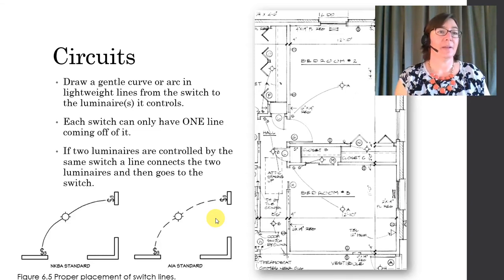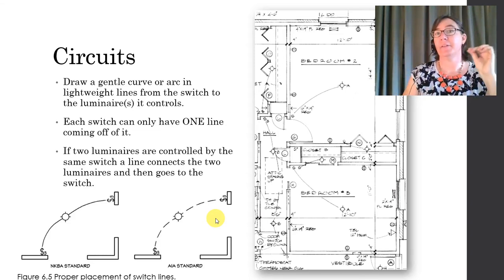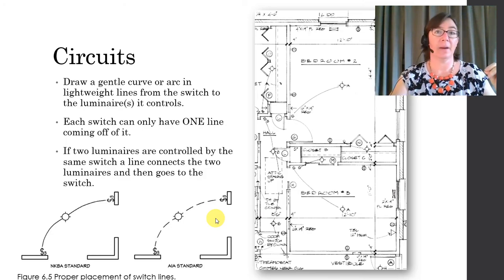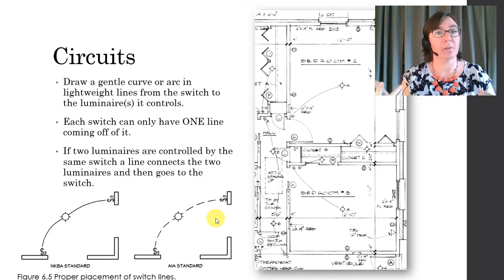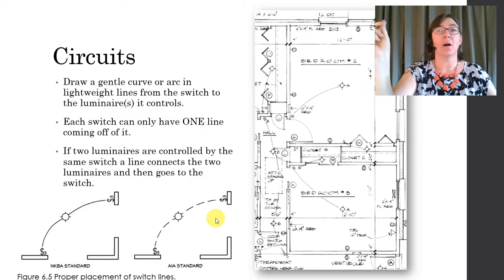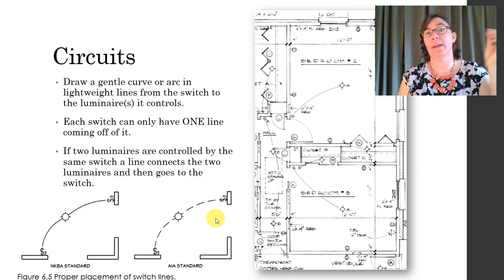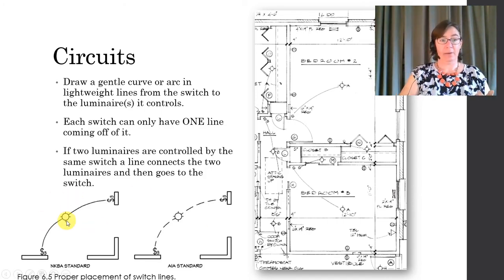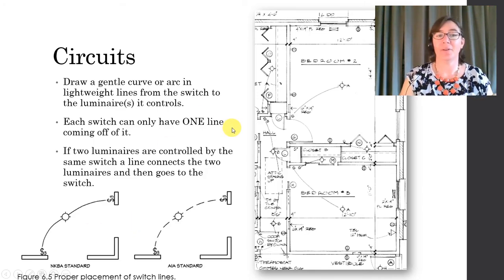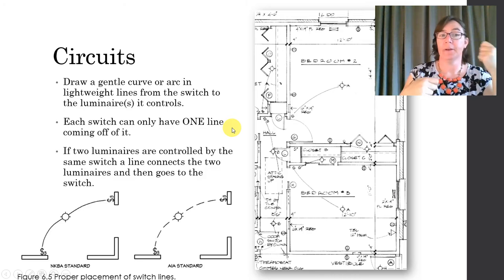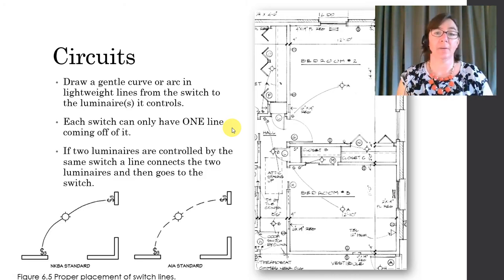So let's talk about the circuits next. You're going to connect every switch with the luminaire or the lighting fixture that it controls. And that's going to be a gentle arc or a curved line. Okay. Each switch will only have one line coming off of it. But if 2 luminaires are controlled by the same switch, so one switch will turn on 2 lights, a line will connect all of them. Okay, and we'll see an example of that coming up.